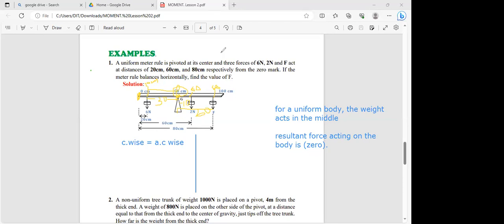If we have got them, we are going to go back and continue with our calculation. Now, the clockwise moments, we have seen them. We have 2 newtons and F. Those 2 forces are going to give us clockwise moments, whereas the other one is going to give us anti-clockwise moments.